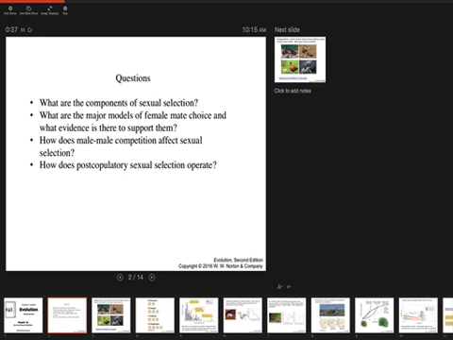And the last thing we'll look at is post-copulatory sexual selection, which operates in these weird fish that do these weird things. So these are some of the most bizarre things you'll ever see. And I'm going to show you a video of one of them.